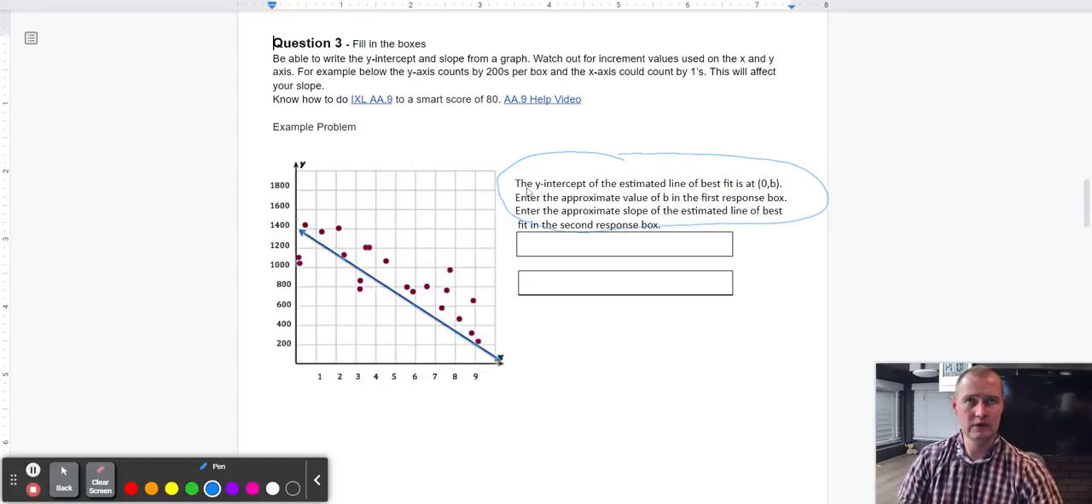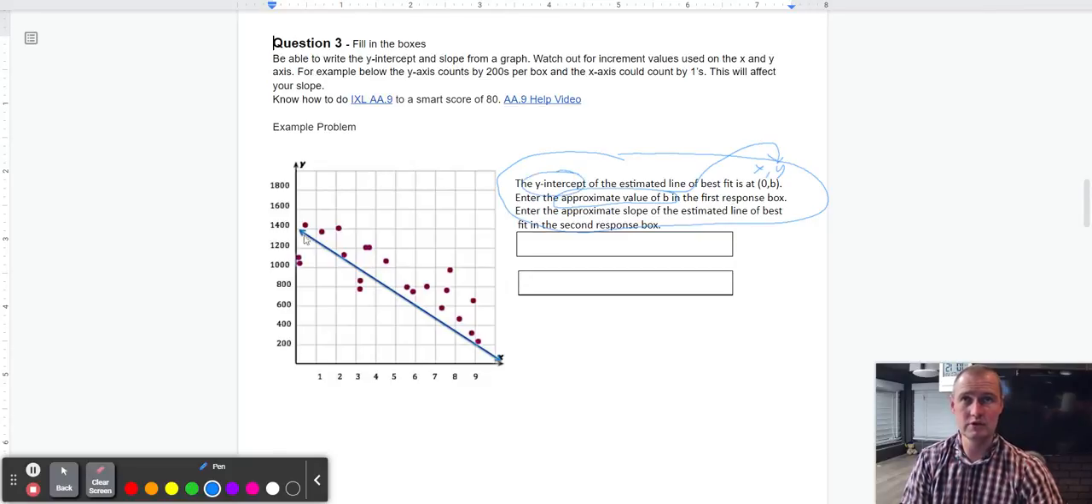Reading it, the y-intercept of the estimated line of best fit is at (0, b). Note that 0 represents an x value and b represents a y value. Enter the approximate value. Approximate means as close as you can figure it out. It doesn't have to be exact. Approximate means the closest value possible of b in the first response box. Because they're asking for the approximate value of b, they're simply asking what is the y-intercept. That's all they're asking for. It even says right here, what's the y-intercept?